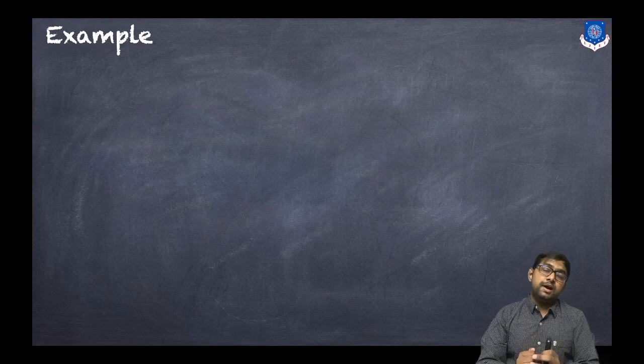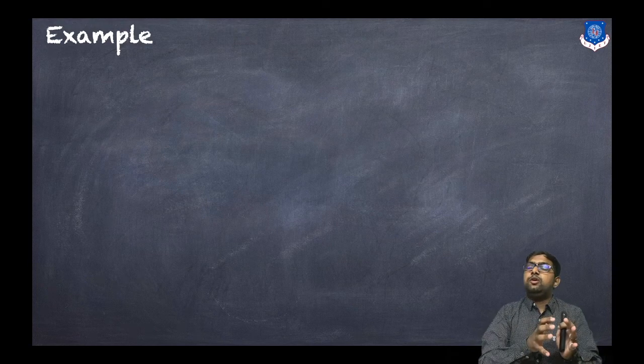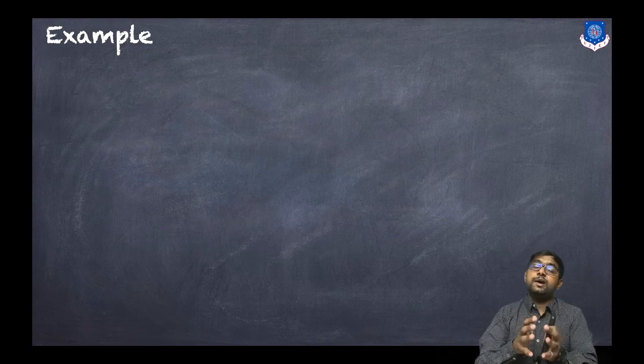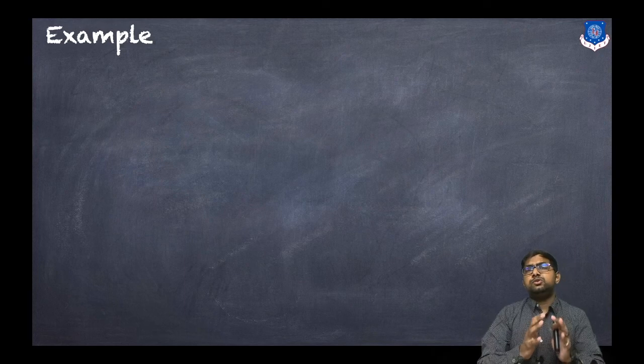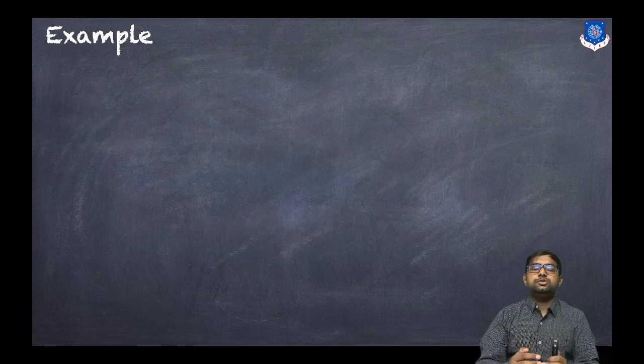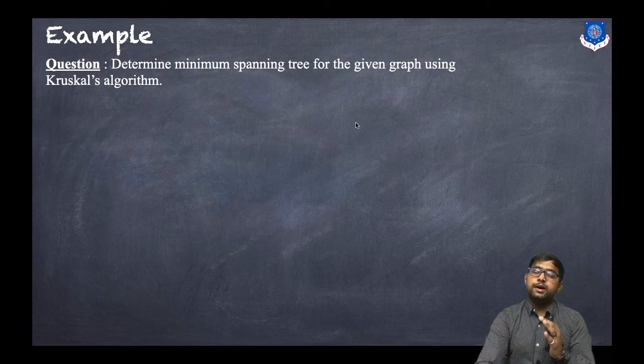Now what is a minimum spanning tree? It should be a spanning tree first, and what does minimum mean? It means that the tree should have the minimum weight. So that is a minimum spanning tree. In the previous session we already discussed how to find a minimum spanning tree using Prim's algorithm. Now we will discuss the same example using Kruskal's algorithm, so you can get the idea which method you should prefer. So the question is, determine the minimum spanning tree for the given graph using Kruskal's algorithm.